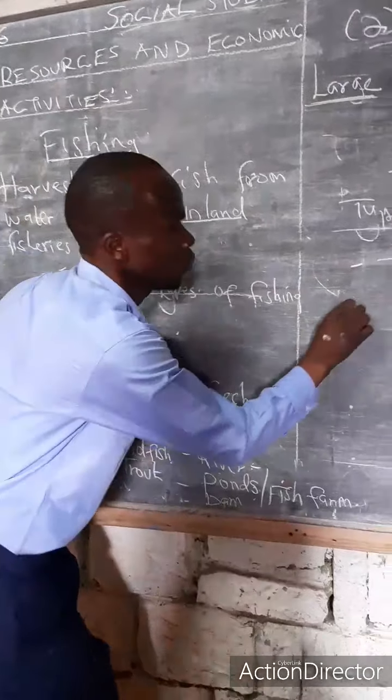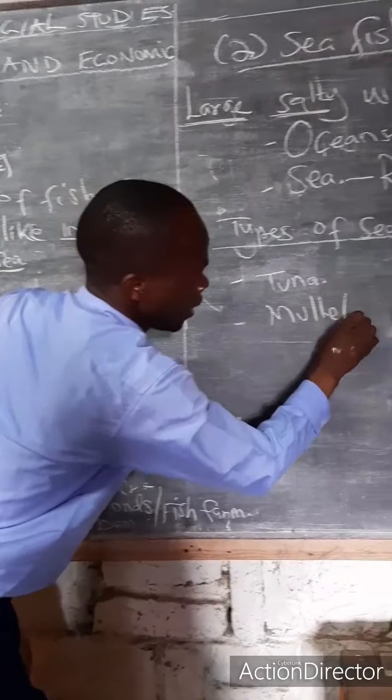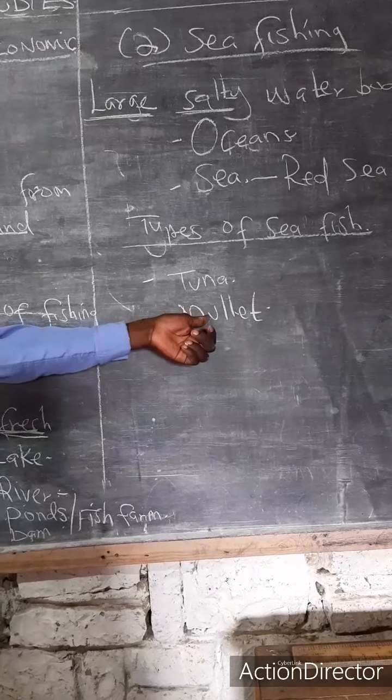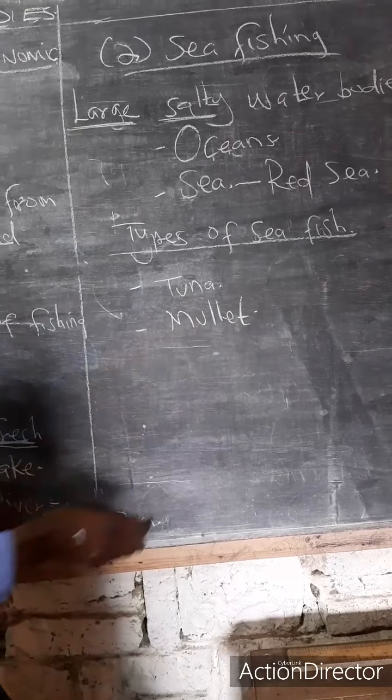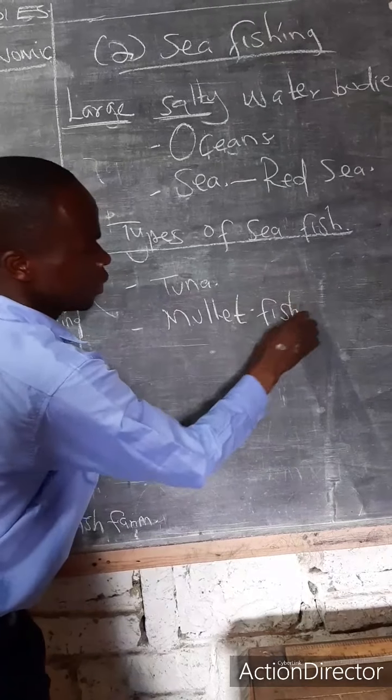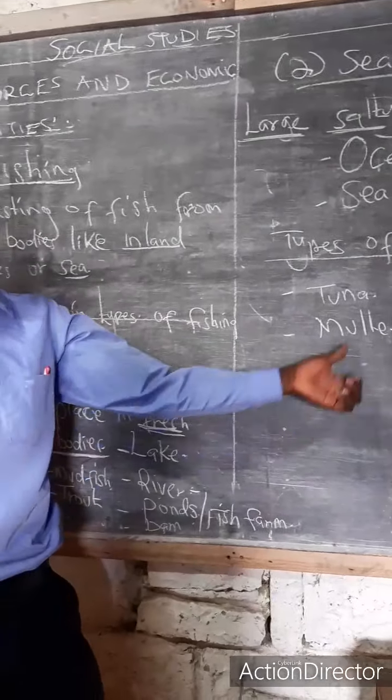But just to write for you a few examples, we have mullet. This is read as mullet, double L. And I will actually be very happy if you wrote for me mullet fish. Don't just write for me mullet. There are so many things called mullet.